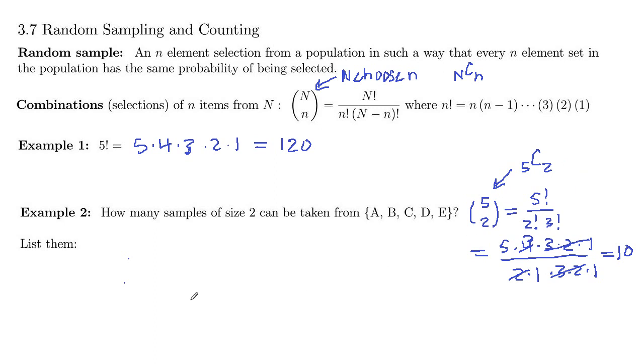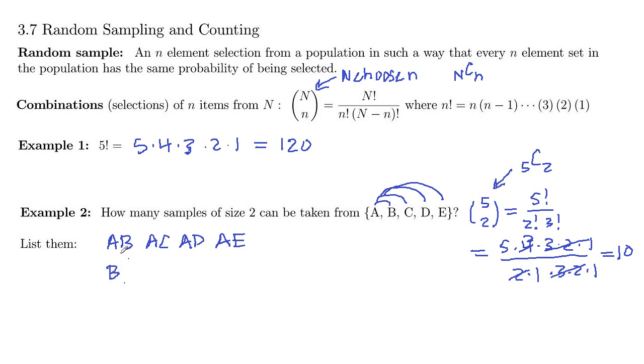Now we can actually list the different samples here. So you could have A with B, A with C, A with D, or A with E. So that's these two, these two, these two, these two. So that's 4 of them. So those are all the samples that have A in them.